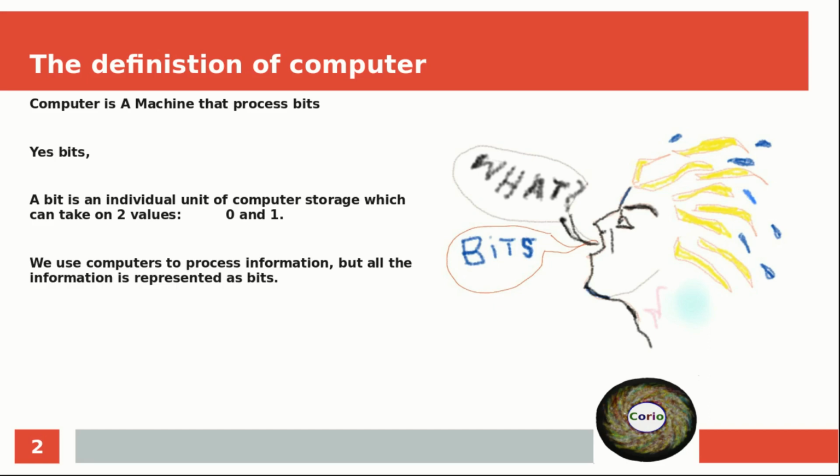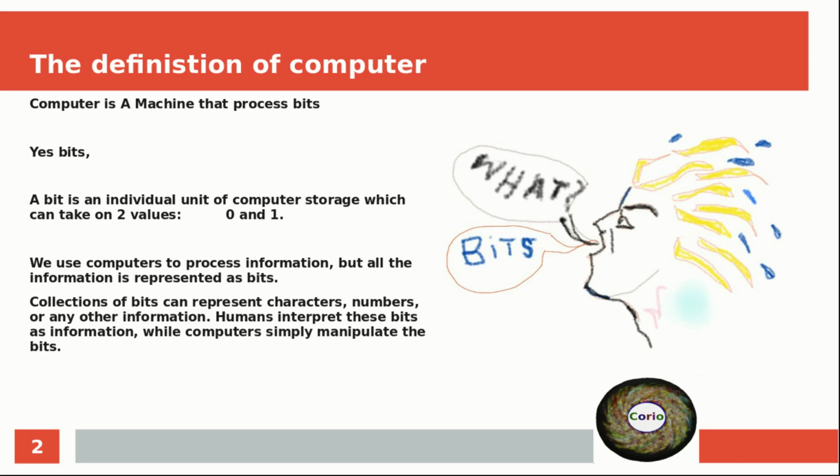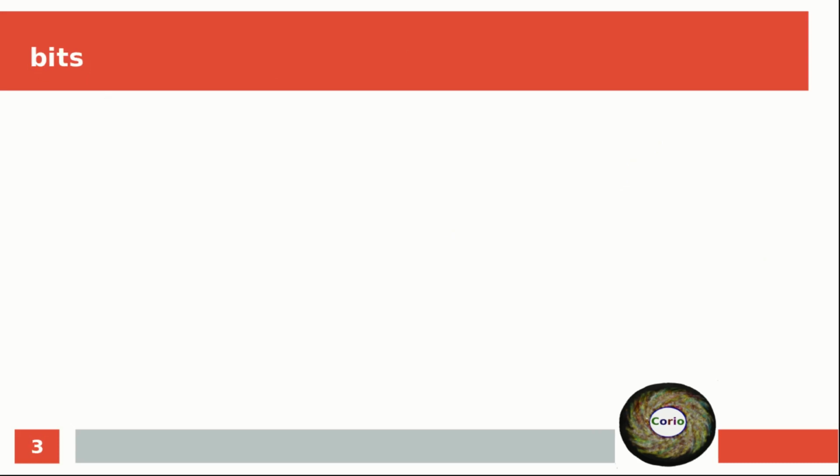We use computers to process information, but all the information is represented as bits. Collections of bits can represent characters, numbers, or any other information. Humans interpret these bits as information, while computers simply manipulate the bits. Now that we know bits, we dive in to learn further about bits.